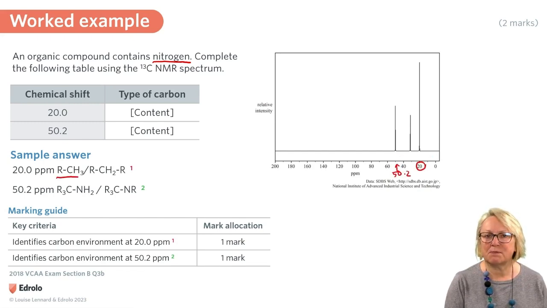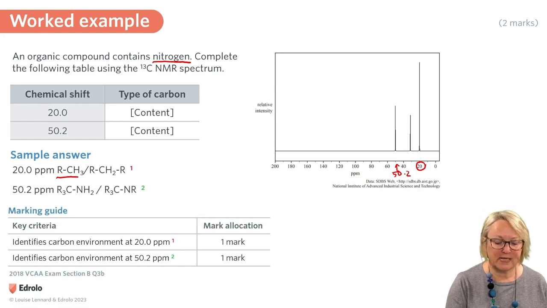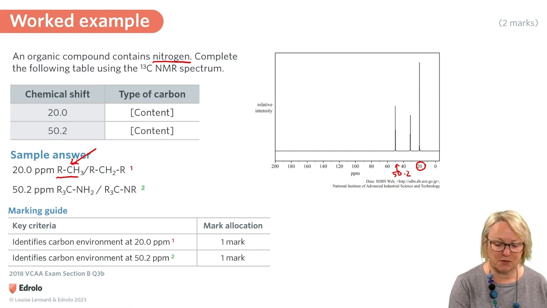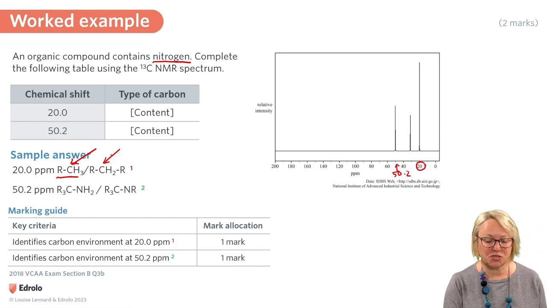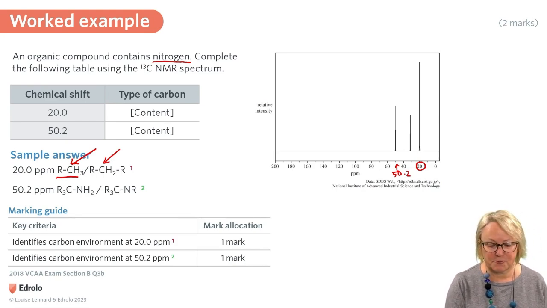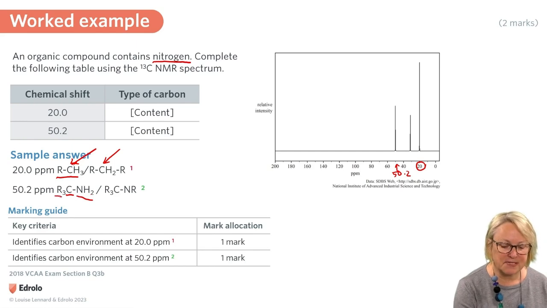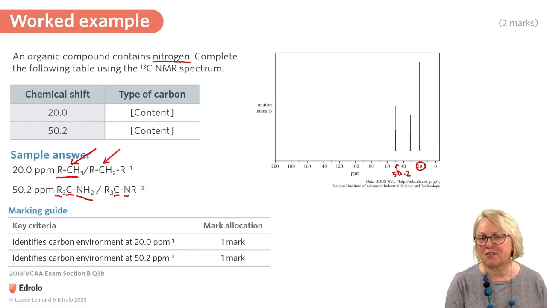So if we look up 20 parts per million in the data book, we can see that it corresponds to a carbon that is part of a methyl group attached to the rest of the molecule, or it's a carbon part of a CH2 that's connected to 2 R groups. So either of those for 20 parts per million. At the 50.2 parts per million, it's a carbon that's attached to an NH2 group and the rest of the molecule, or a carbon attached to an N with the rest of the molecule. So either of those options is correct. So 1 mark for identifying either of those unique chemical environments.